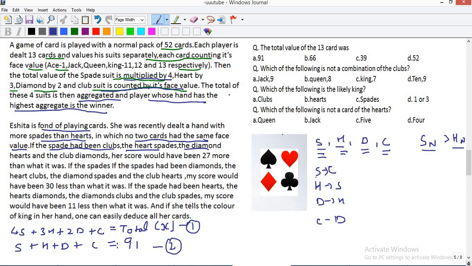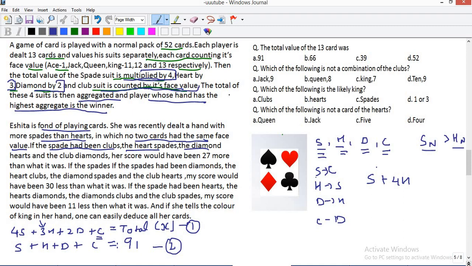So initially when I was calculating the aggregate score, I was multiplying spades by 4. But now since it has become clubs, so clubs के लिए मुझे सिर्फ face value लेनी थी. If you remember in the original, so I can say it will be S plus. Now hearts has become spades. So initially hearts के case में we were multiplying by 3, but now since hearts has become spades, so I'll write down 4H because spade के लिए मुझे 4 से multiply करना. Remember this: spade suit is multiplied by 4, heart is multiplied by 3, diamond is multiplied by 2, and club suit is taken by its face value.